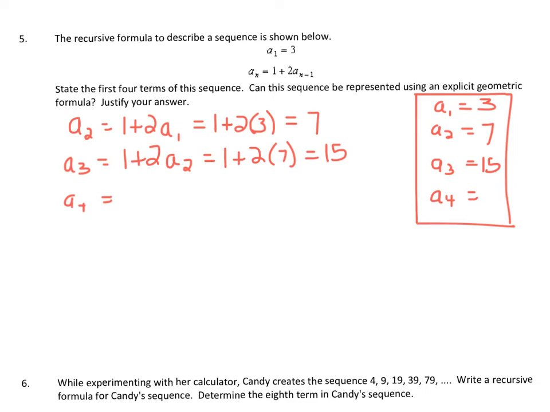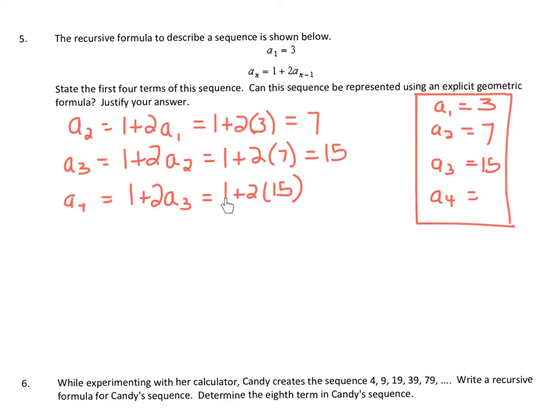And then a sub 4, same thing. We're going to replace the n with a 4. And then we're going to rewrite this as 1 plus 2 times a sub. Well, if we replace this n with a 4, we have to replace this n with a 4. So 4 minus 1 is 3. So our subscript this time is going to be 3. Okay, so we can rewrite this as 1 plus 2 times, and instead of writing a sub 3, I'm going to replace it with what a sub 3 is equal to, which is 15.